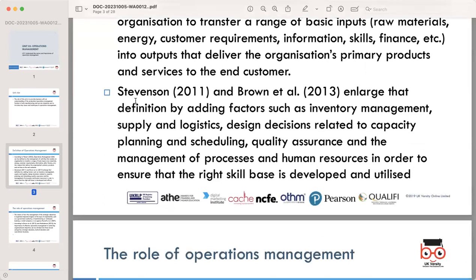Then again, another definition by Stevenson and Brown, 2010. What does ETL mean? Let me explain, for your knowledge.